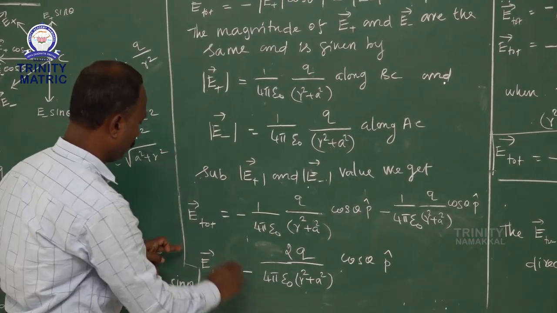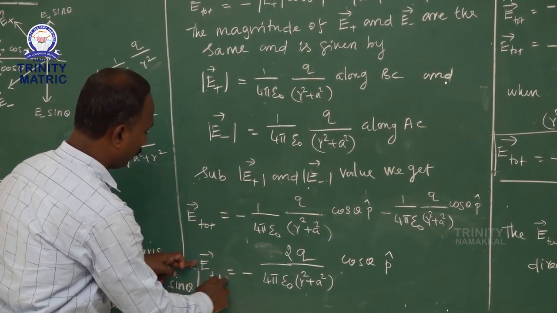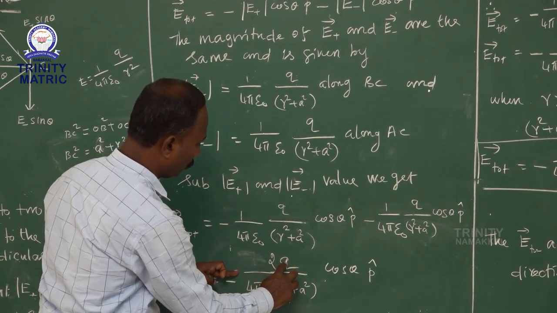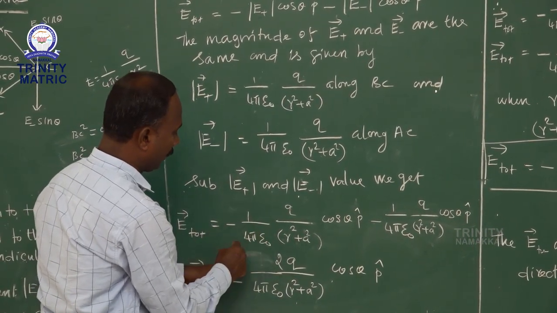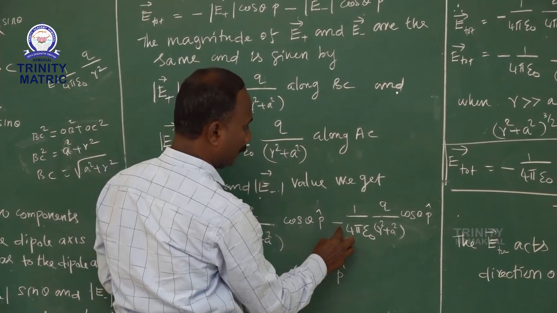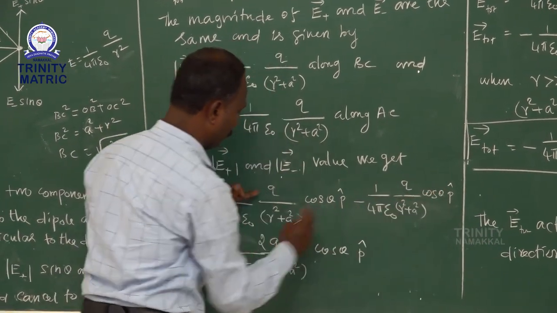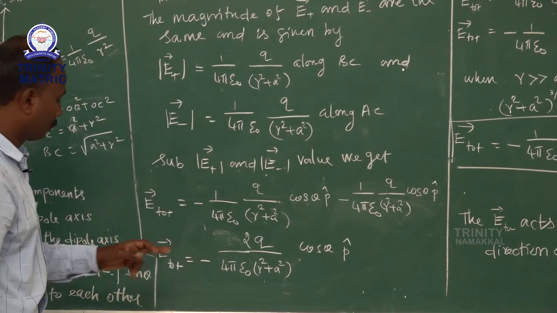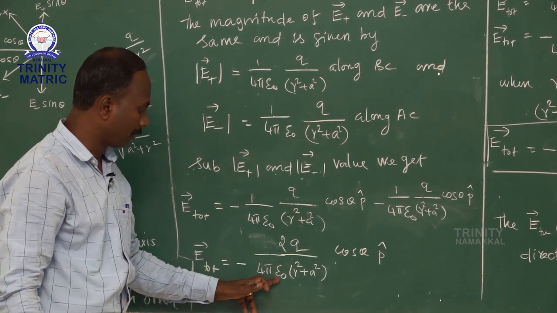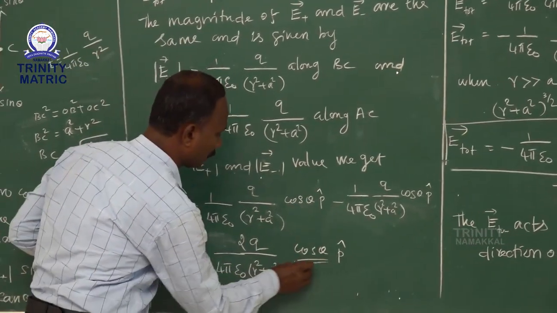Substituting the value of E total, finally we get the common terms taken outside. So E total is equal to minus, taken common, 2Q, minus taken common, 1 by 4 pi epsilon naught R square plus A square should be common. Q cos theta P cap minus Q cos theta plus Q cos theta P cap. So Q cos theta plus Q cos theta gives 2Q cos theta into P cap. So finally E total is equal to minus 2Q cos theta by 4 pi epsilon naught R square plus A square. Now we want to calculate the cos theta value.